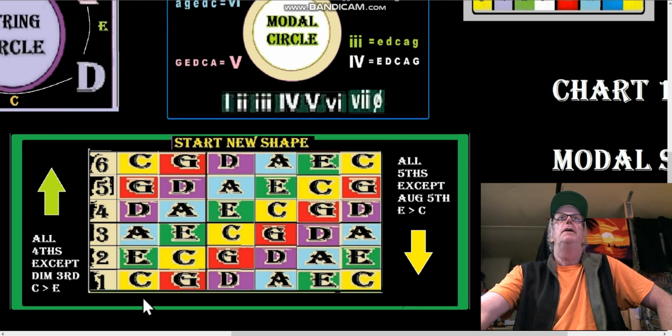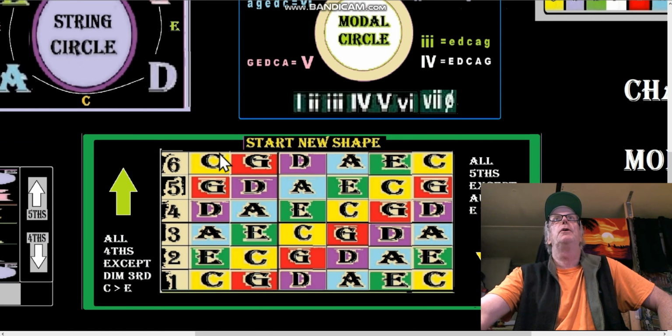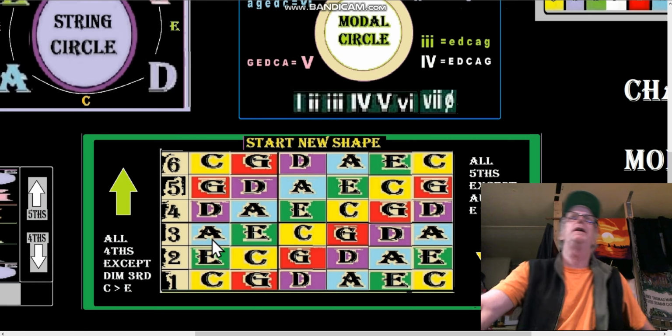The low string being the low E string. It says all fifths except augmented fifth, E going to C when you go down, and all fourths. In this particular drawing, fourths are going up. So if you start a C shape from the second string, it becomes an E shape. If you start a C shape from the third string, it becomes an A shape.